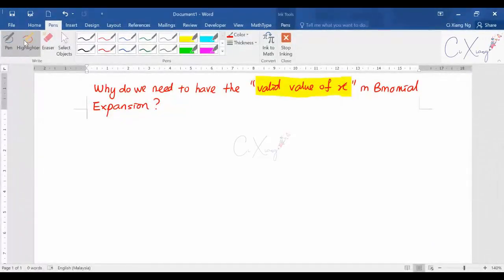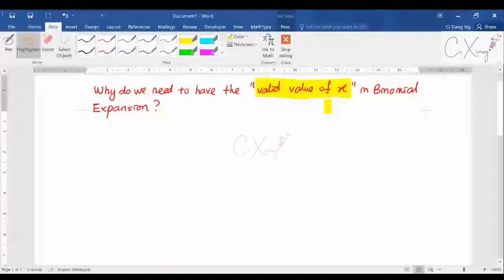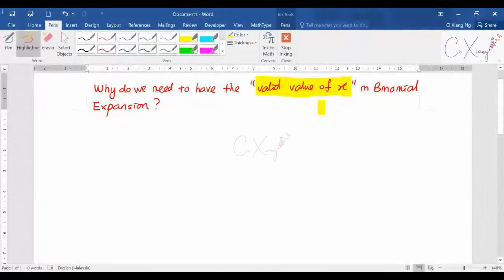Okay, so for this short video today, we are going to discuss something extra, right? They are not going to ask you in the exam, but I just want to show you why, when we do the binomial expansion, we actually need to write out the value of x. What is it for? In the exam they will just ask you to write out the value of x, but they are not going to ask you why. But I will explain here in a very simple way to let you understand why we need to have this.